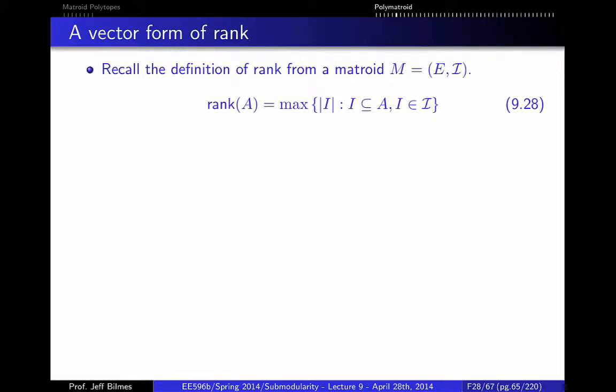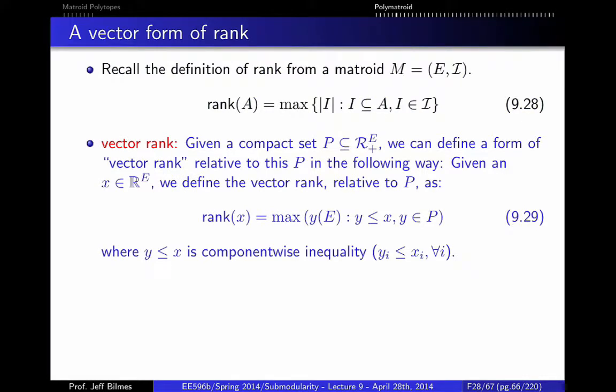So here's the definition of a rank function. The rank from the matroid is defined as the size of the maximally independent subset of a set, right? That's the rank. And we can define the notion of a vector rank. So what's the rank of a vector? Now this is very different than the rank of a matrix or the rank of a set of columns. We're just talking about one vector. And what's the rank of that one vector?